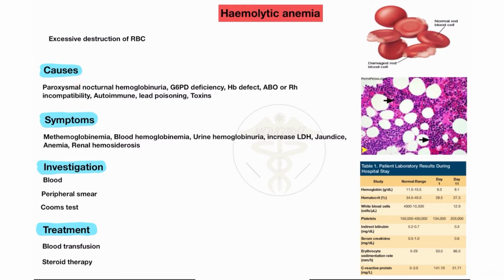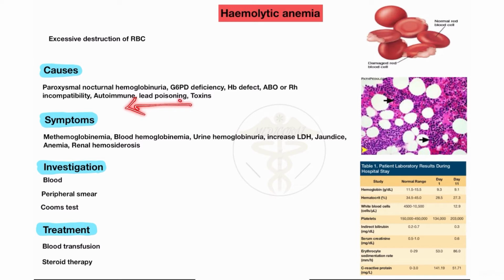Causes of hemolytic type of anemia include paroxysmal nocturnal hemoglobinuria, which means a decrease in the hemoglobin level. G6PD deficiency also causes the hemolytic type of anemia. Defects in the hemoglobin also occur. ABO or Rh incompatibility, please learn this. ABO incompatibility or Rh incompatibility also causes hemolytic anemia. And autoimmune, I already said most hemolytic anemia is autoimmune. So autoimmune hemolytic anemia also occurs.